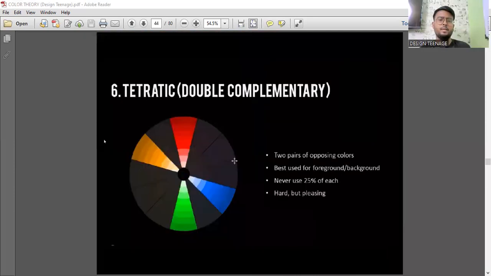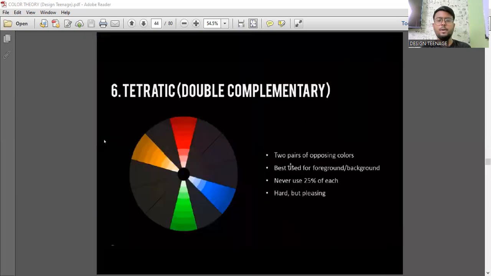Okay, now we have here tetradic, or double complementary. No need to go through it. You can go through it when we have this PDF. I'll try to exclude it from the PDF because this is absolutely not something required for your exam. This is just for information purposes. So we will just move over this.